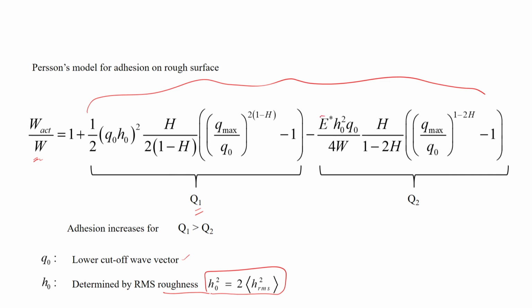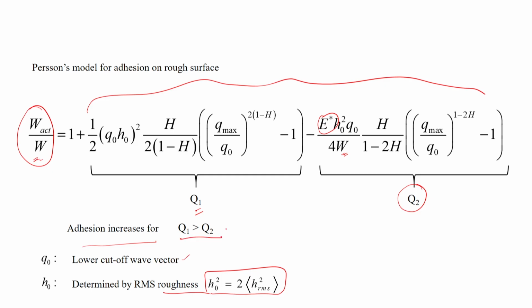E star, of course, we know, is Young's modulus divided by 1 minus the Poisson ratio squared, and W is the work of adhesion over here. So you see this ratio is dependent on the work of adhesion. If the work of adhesion is very high, let us say, and the elastic modulus is low, soft, then Q2 is small. When Q2 is small, then of course adhesion increases, because this soft rubber-like material will come in contact with this rough surface easily. Therefore, adhesion will increase.